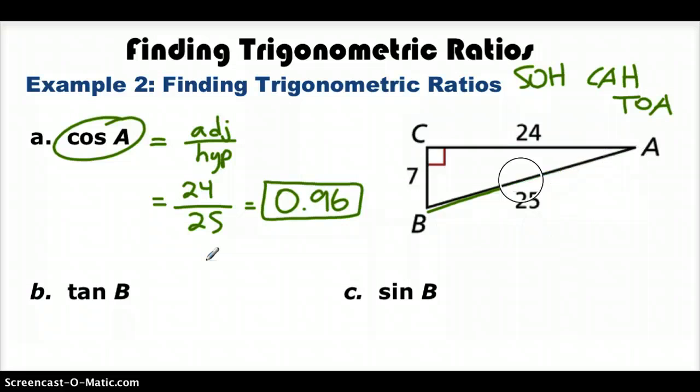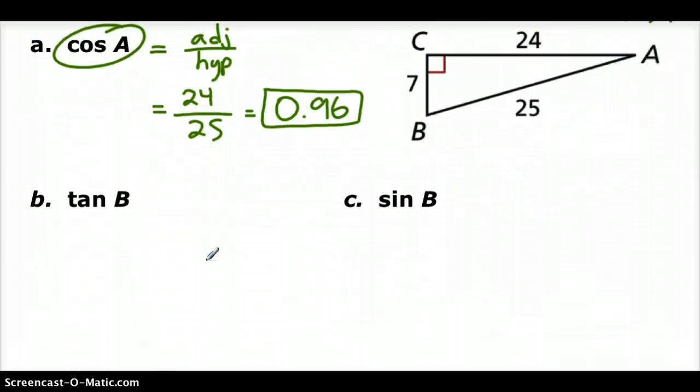So I'm going to erase my green and let's do the next one in red. I'm going to scroll down just a little bit here too. Okay, so now we look at tangent, right? So remember, the tangent is going to be the opposite over the adjacent.